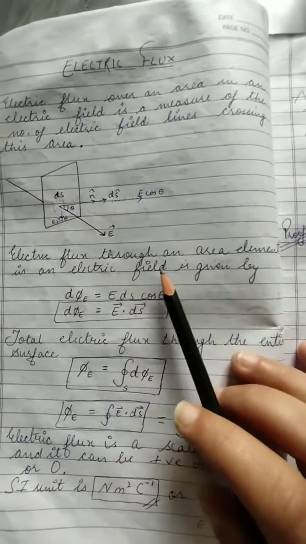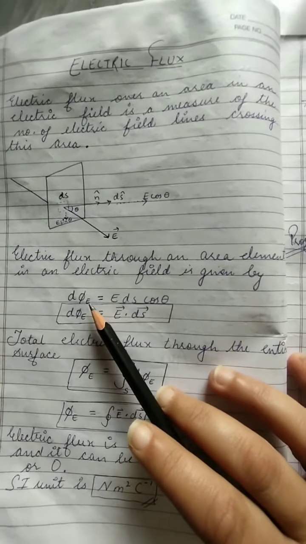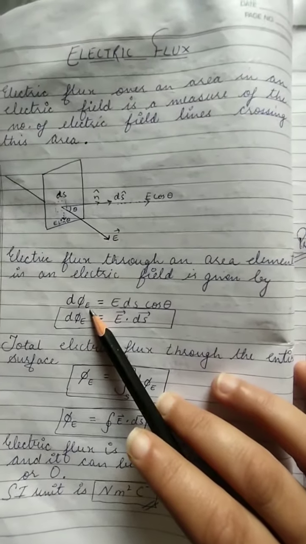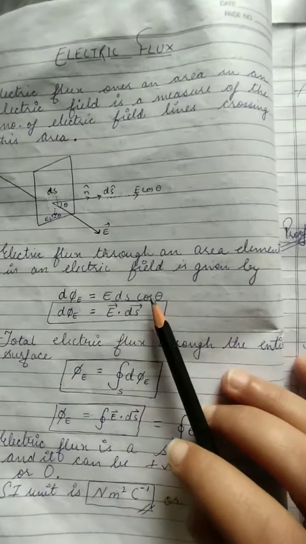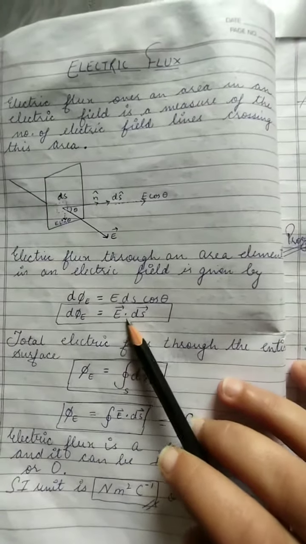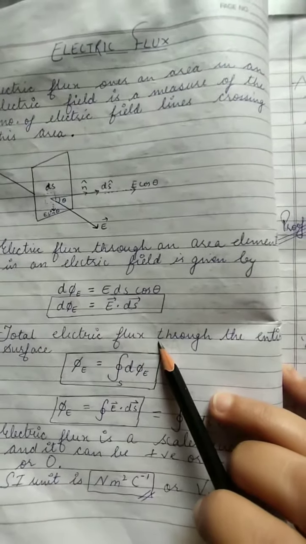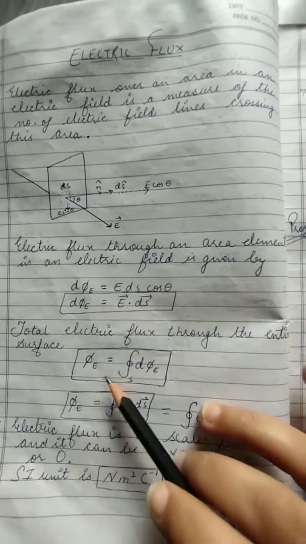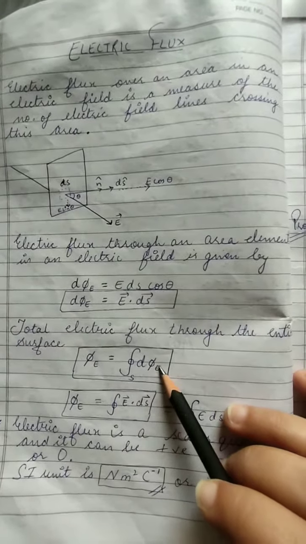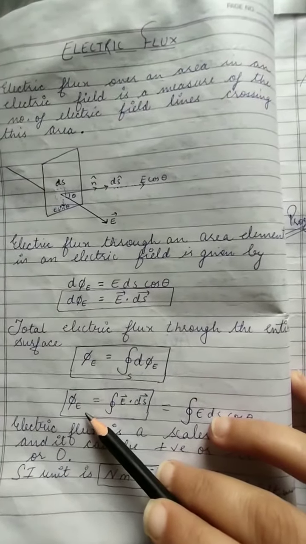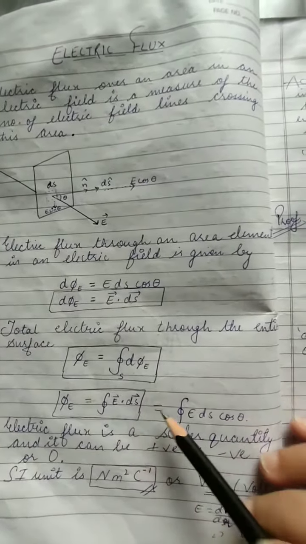Now the electric flux through an area is represented by d phi e. Its symbol is d phi e, that is for small area flux. D phi e is E ds cos theta, which can be represented with the dot product E dot ds. Total electric flux can be found with the help of integration. The phi e is equal to the surface integral of d phi e. It means you can write phi e is equal to the surface integral of E dot ds, E ds cos theta.